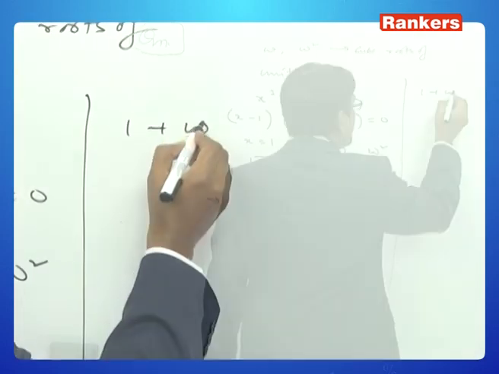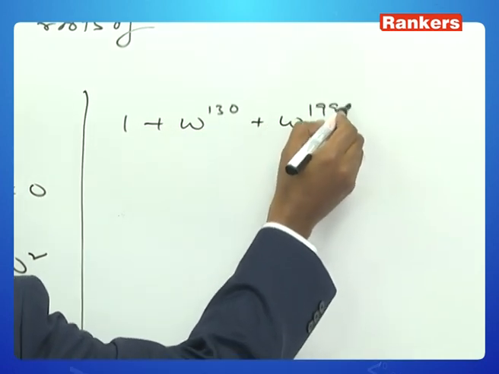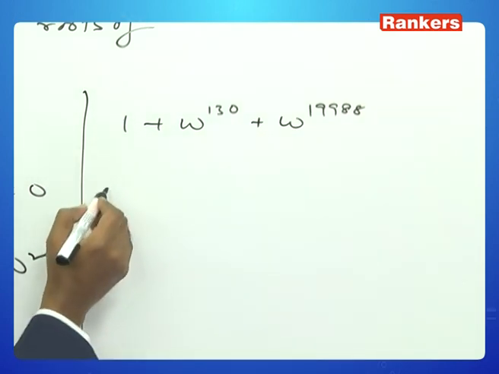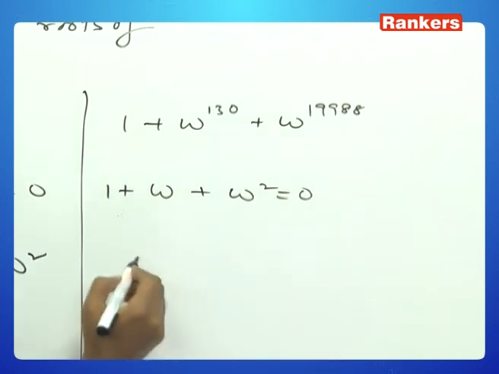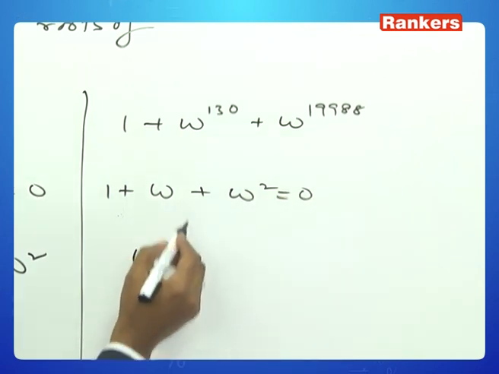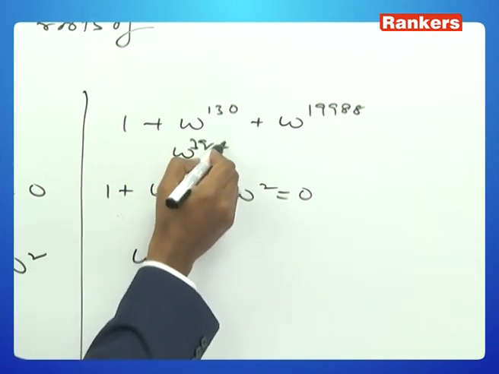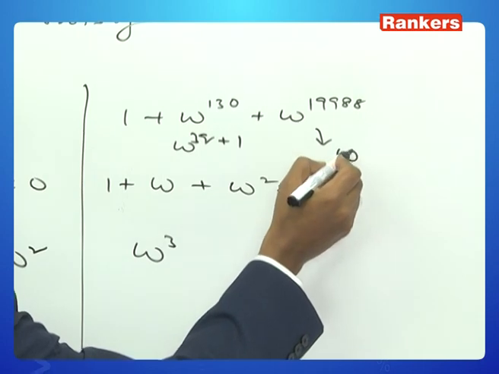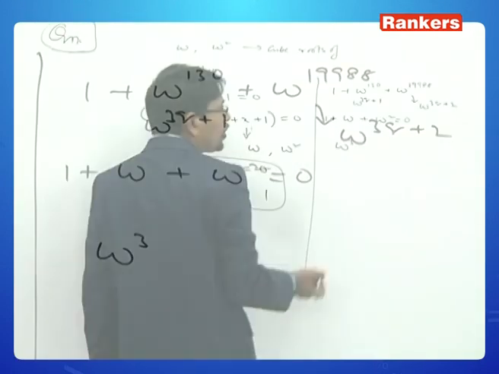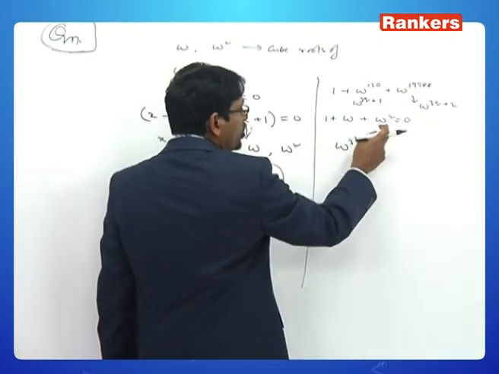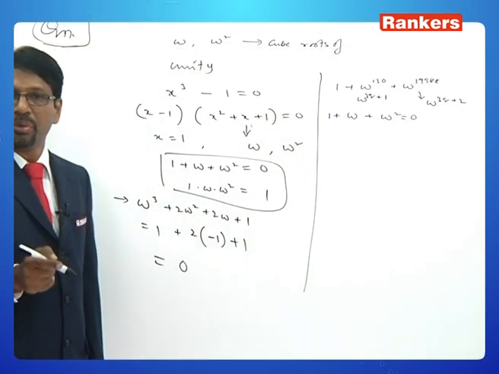1 plus omega power 130 plus omega power 1988. You can observe that this will turn out to be in the form of 1 plus omega square, because one of them will come out to be in the form of omega power 3q plus 1, and the other one will turn out to be in the form of 3q plus 2. So this will come out to be omega square, and this will come out to be omega. So 1 plus omega square, and that's equal to 0. Omega is a common root for both the equations.